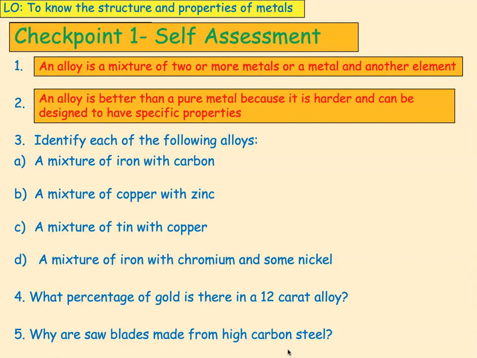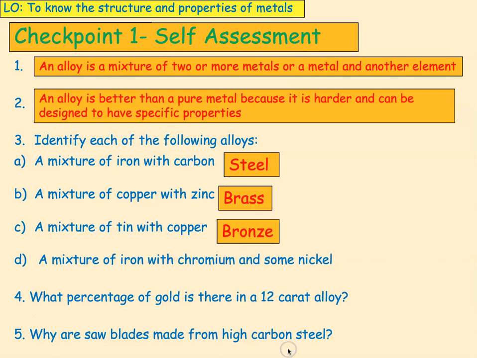Identify each of the following alloys. A mixture of iron with carbon, that is steel. A mixture of copper and zinc, that is brass. Copper and tin, that is bronze. And a mixture of iron with chromium with some nickel, nice and shiny, is stainless steel.